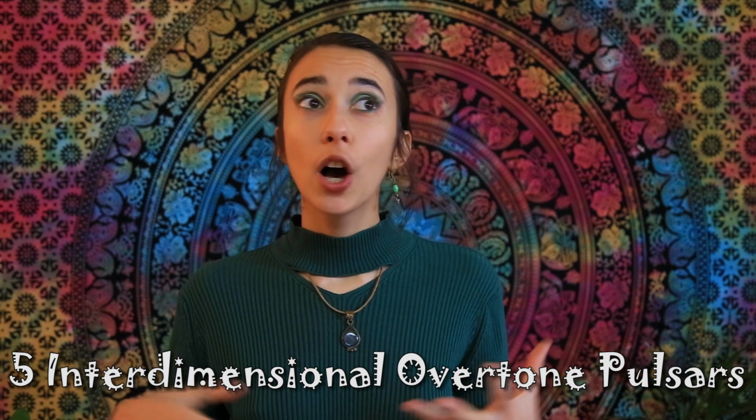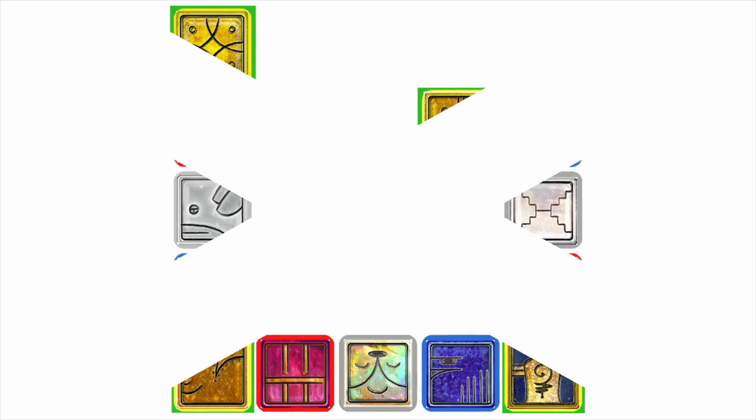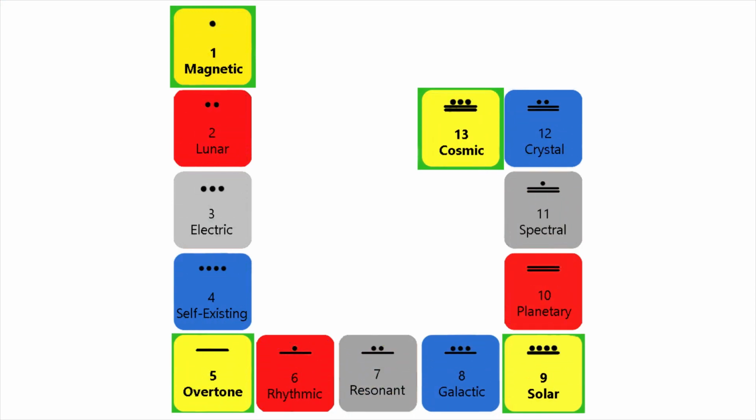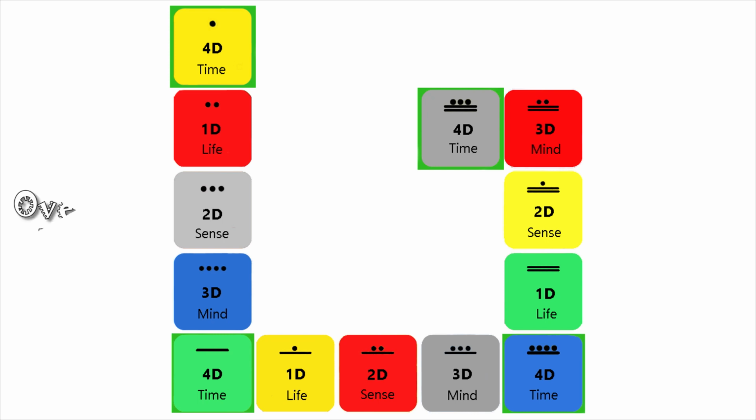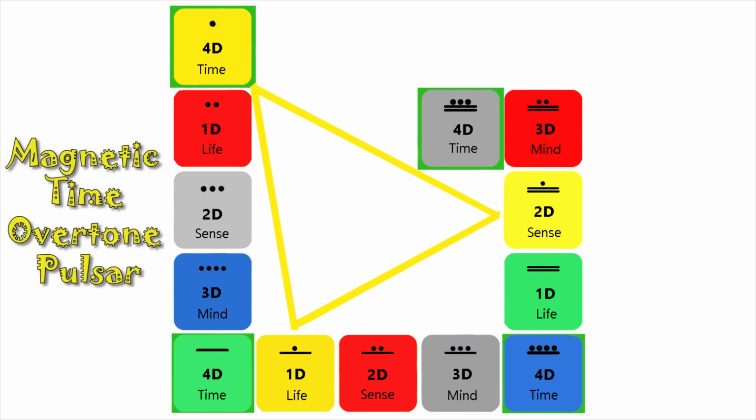So besides these four-dimensional pulsars that we discussed in the previous video, we also have 5 types of interdimensional overtone pulsars. These overtone pulsars are created by the association of the dot and bar mathematical notation of the Mayans. So I'm going to change the color coding of the wave spell so I can visually explain what I mean by this. The first overtone pulsar would be the magnetic tone, the rhythmic tone, and the spectral tone, which represent all the lunar tones which have the one dot, forming the magnetic time overtone pulsar.